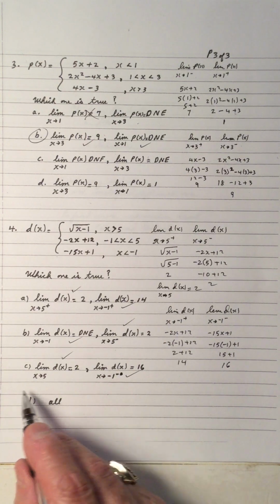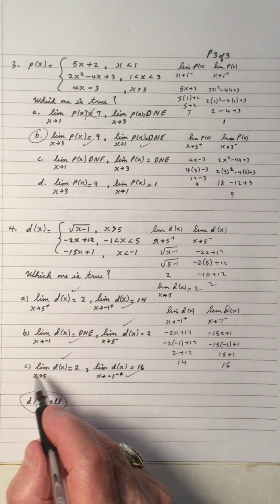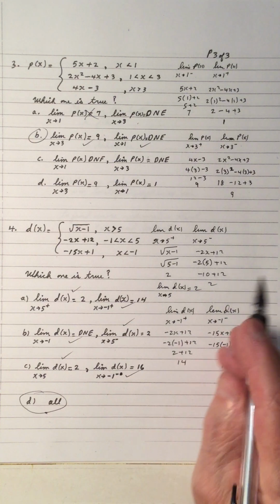So the best answer here is that they're all true. You can't say A, B, C. You can say A is true, B is true, C is true, but they're all true. So I just wanted to make that clear.